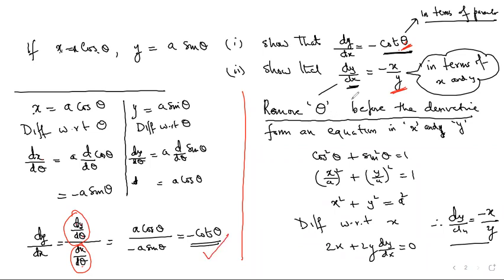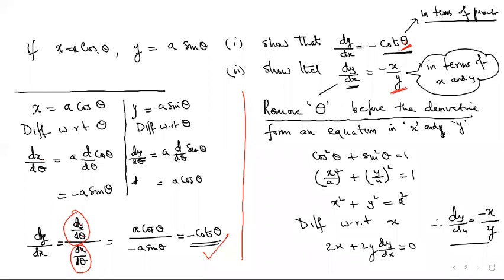If you don't want the answer in the parameter, there are two methods. Either eliminate theta in the answer, after calculating dy by dx, you can remove theta. Or remove theta before the derivative, that means formulate an equation with only x and y. If sine and cos are there, then cos square theta plus sin square theta is the method to eliminate theta. If sec and tan, sec square theta minus tan square theta is the method to eliminate theta. Like that, depending on the question, you have to decide how to eliminate theta. Is it fine?